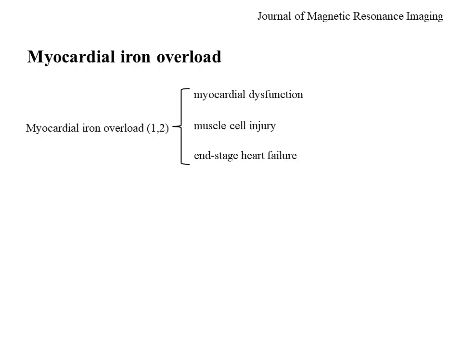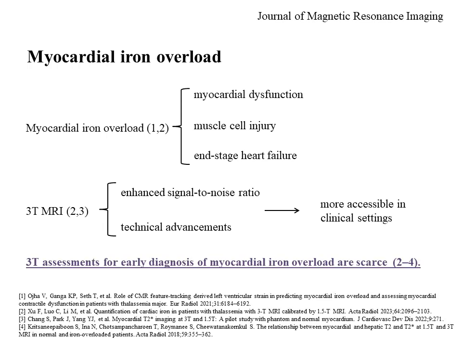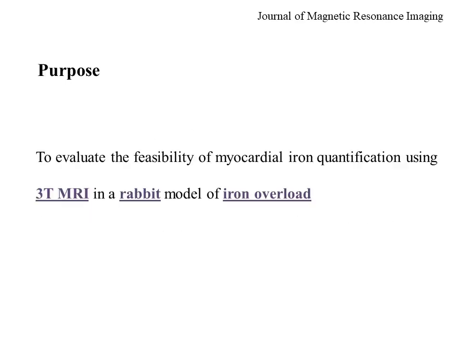Background. Myocardial iron overload can result in myocardial dysfunction, muscle cell injury, and end-stage heart failure. Advances in technology and an enhanced signal-to-noise ratio have made 3 T MRI more accessible in clinical settings. However, the use of 3 T MRI for early diagnosis of myocardial iron overload remains limited. Purpose: to evaluate the feasibility of myocardial iron quantification using 3 T MRI in a rabbit model of iron overload.